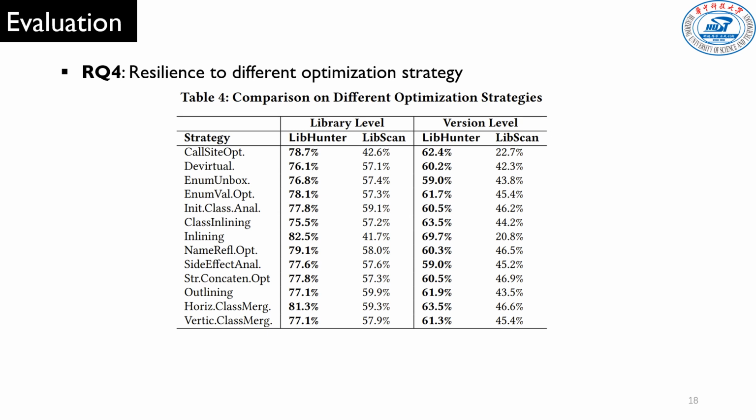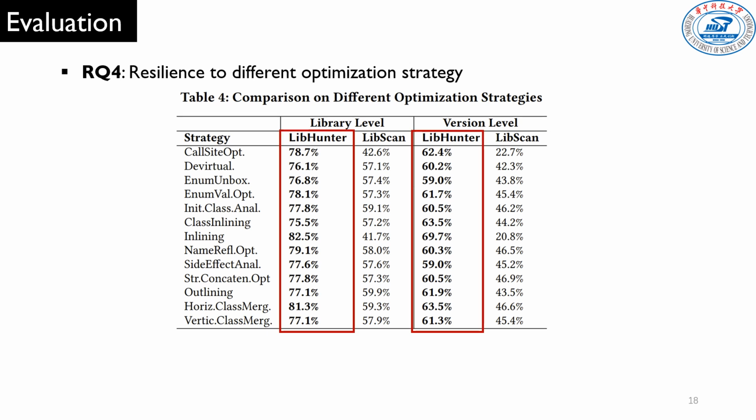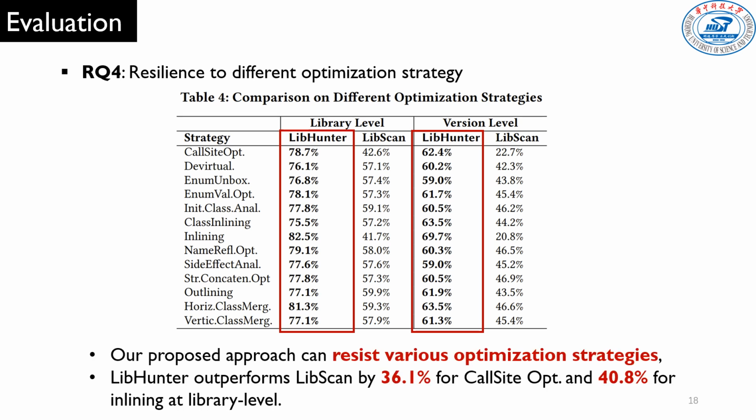For instance, at the library level, it outperformed LibScan by 36.1% for call site optimization and 40.8% for inlining. These results confirmed that our approach effectively adapts to different optimizations, improving detection accuracy.